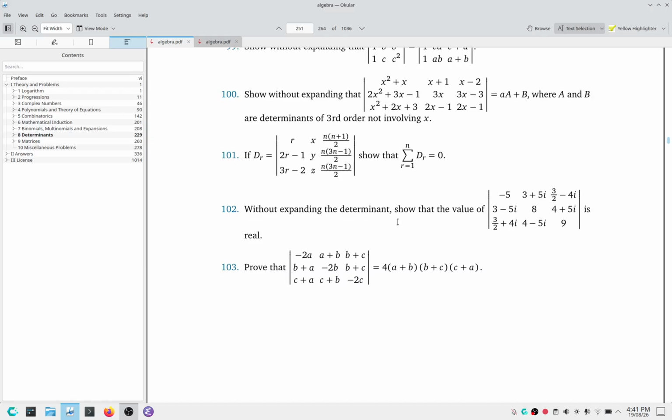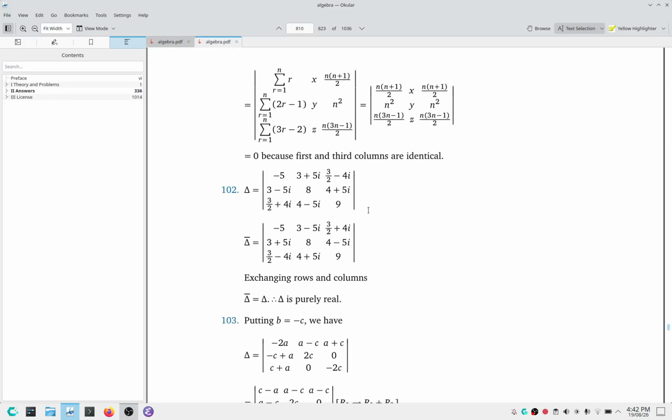Without expanding the determinant, show that the value of the determinant minus 5, 3 plus 5i, 3 upon 2 minus 4i; 3 minus 5i, 8, 4 plus 5i; 3 over 2 plus 4i, 4 minus 5i, and 9 is real. So we don't have to expand, but we have to show that the determinant is purely real. So we are given delta is equal to this.